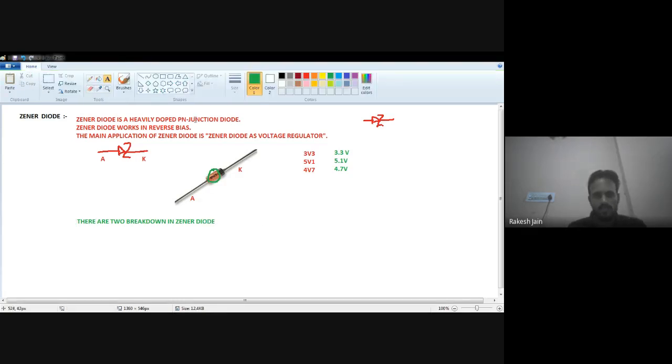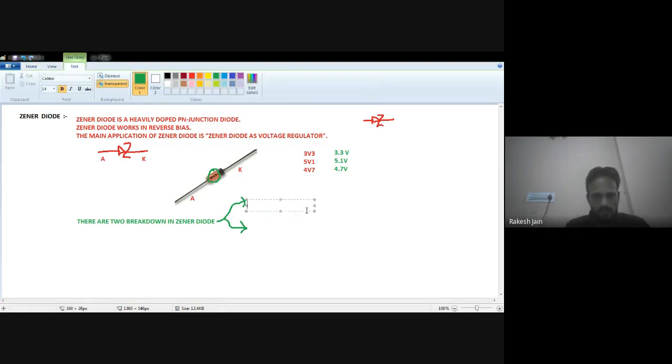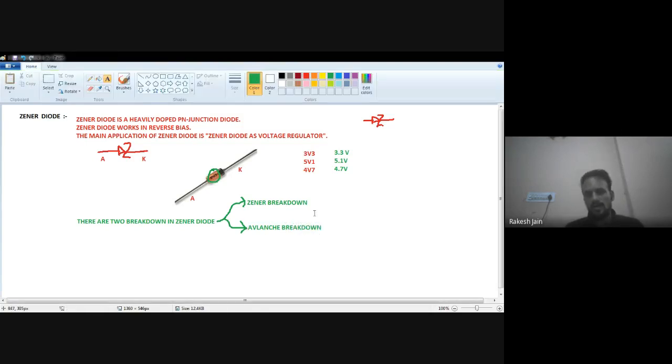One is known as Zener breakdown and one is known as Avalanche breakdown. If you have any question related to anything, you will ask me after the completion of this lecture. Okay. So one breakdown is Zener breakdown, and the second one is known as Avalanche breakdown. There are two breakdowns in the Zener diode, that is very important: Zener breakdown and Avalanche breakdown.